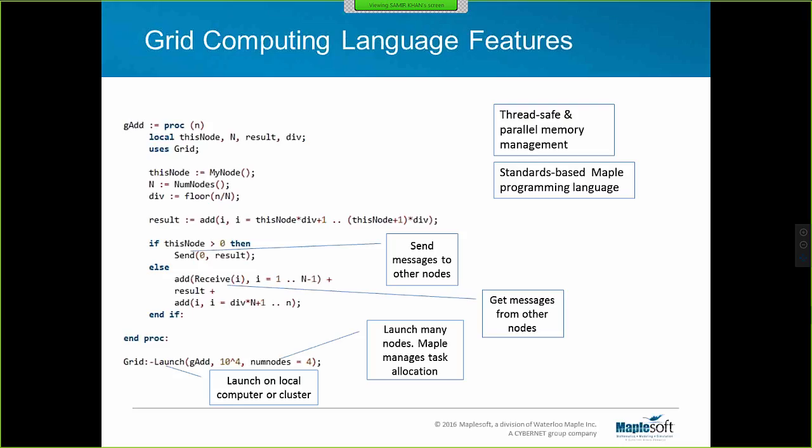And this is what a grid computing program looks like. Again, I'm not going to go through this in detail, but I've highlighted some of the language features. This approach is inherently thread safe, and the program looks like every other Maple program. It's not inherently different to what you're doing at the moment if you're using Maple. You can launch an arbitrary number of nodes, and Maple handles the task allocation.